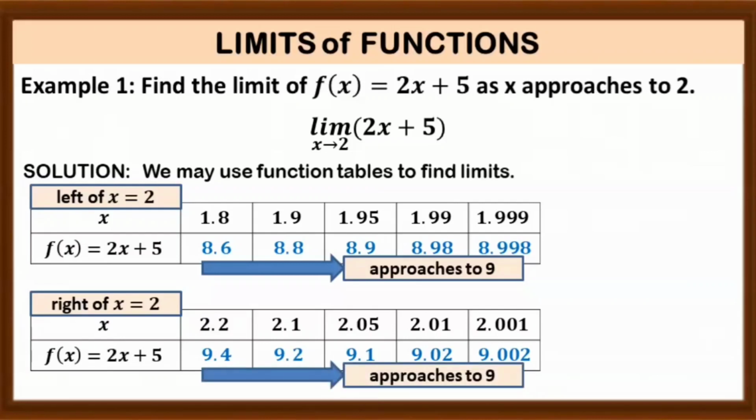From 9.4, it jumped to 9.2, 9.1, 9.02, and 9.002. It implies that the limit is 9. So, we write limit of 2x plus 5 as x approaches 2 equals 9. Alright, we now have an idea on how to determine the limit. Let's have another example.